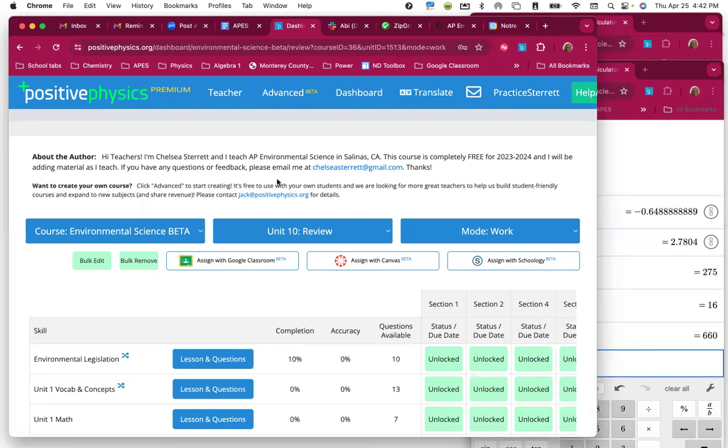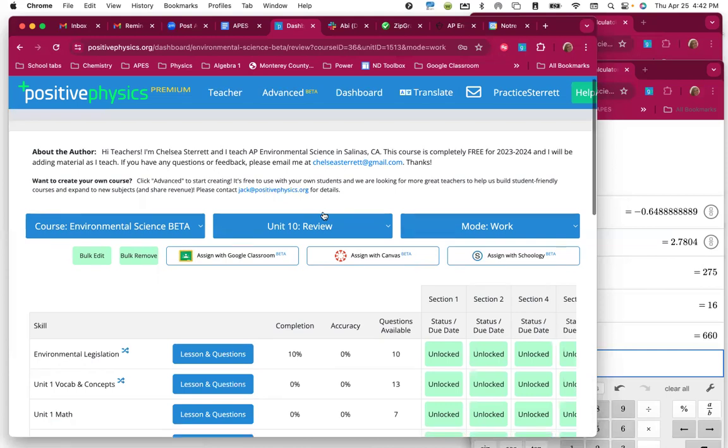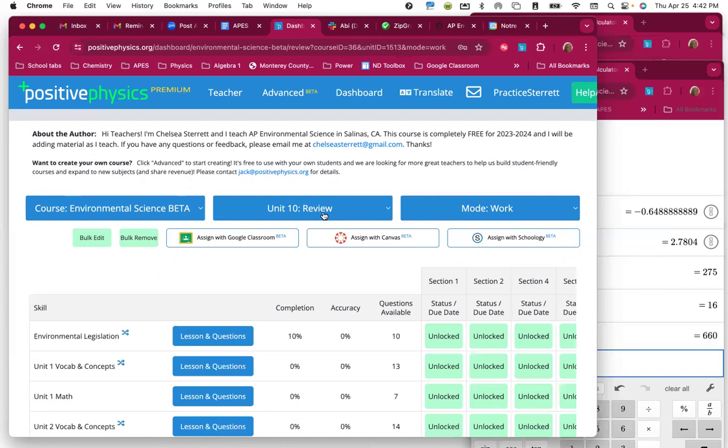Yeah, so Jack at Positive Physics will help you out with figuring out how to make that work for your school. But it really is ridiculously affordable compared to a lot of other sites. And so far the environmental science is still free, because I'm still working it out.